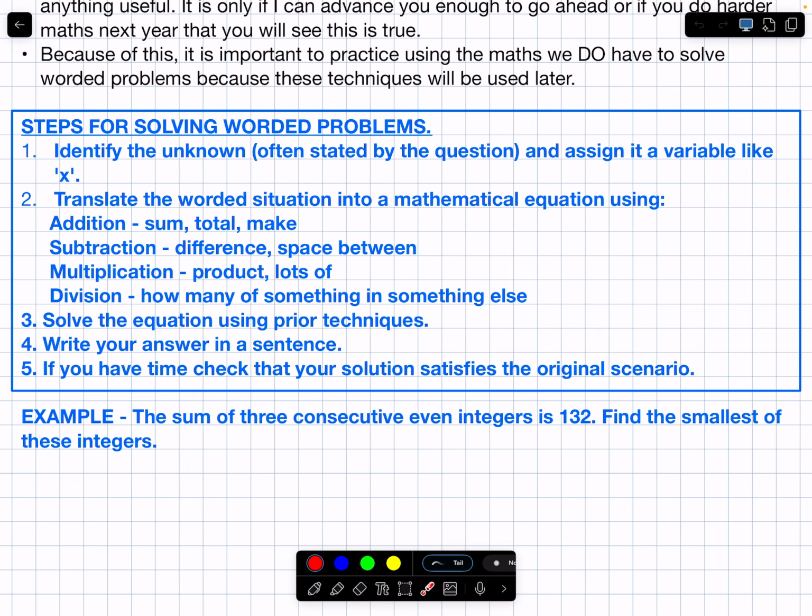Step 1, identify the unknown. Often your question tells you what you should make the unknown, and assign it a variable. X is perfectly fine. Get that first one down. So step 1 of solving worded problems, decide what the variable should be. Often the question will tell you what the variable should be. You'll see that when you start doing some of the problems.